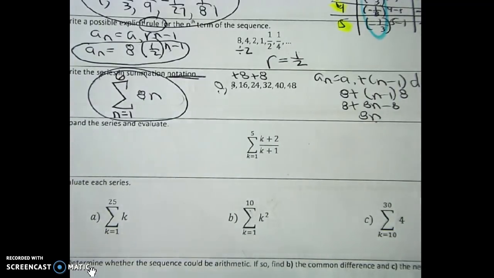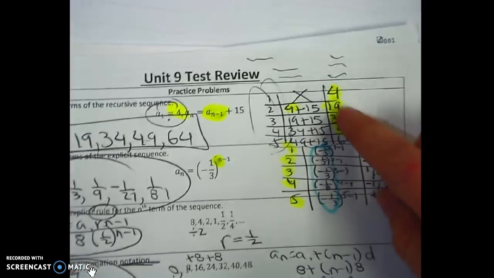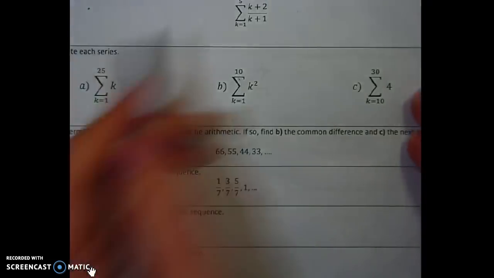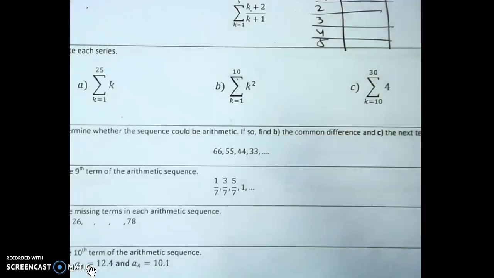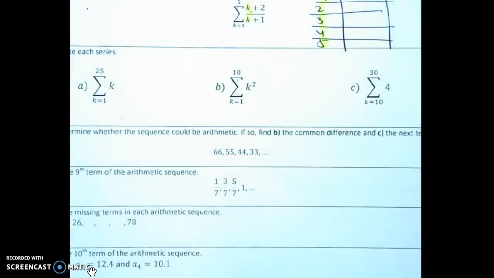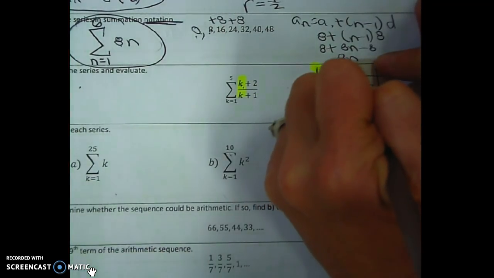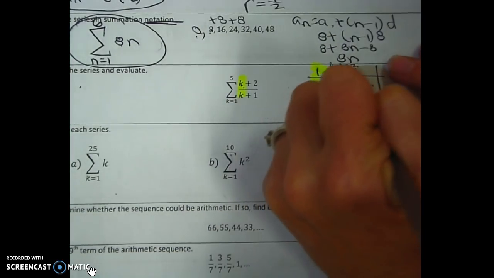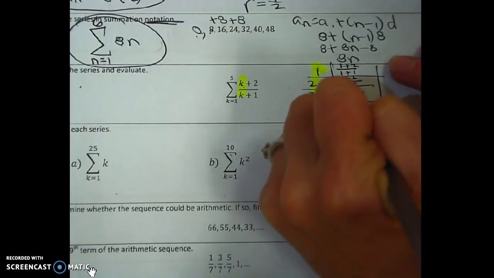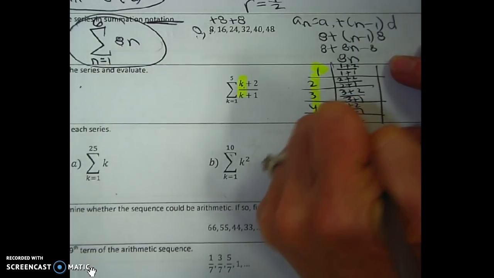All right. Now I'm asking for you to expand. That means that this problem is what I want you to do here, and then you're going to add all the numbers. So I'm going to do that. They want the first 5. 1, 2, 3, 4, 5. So I'm going to take 1. And to me, honestly, this problem isn't necessarily hard. It's just keeping track of everything. So I'm going to go 1 plus 2 over 1 plus 1. Then I'm going to go 2 plus 2 over 2 plus 1. 3 plus 2 over 3 plus 1. 4 plus 2 over 4 plus 1. 5 plus 2 over 5 plus 1.